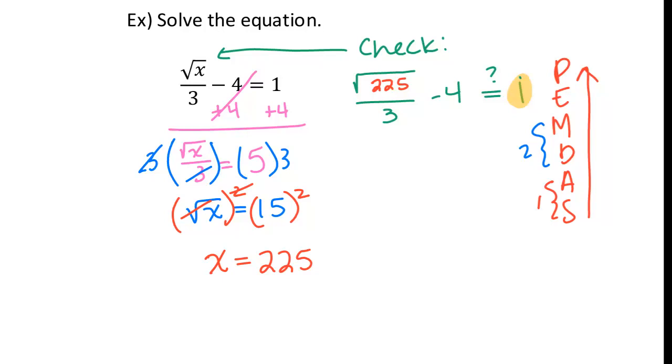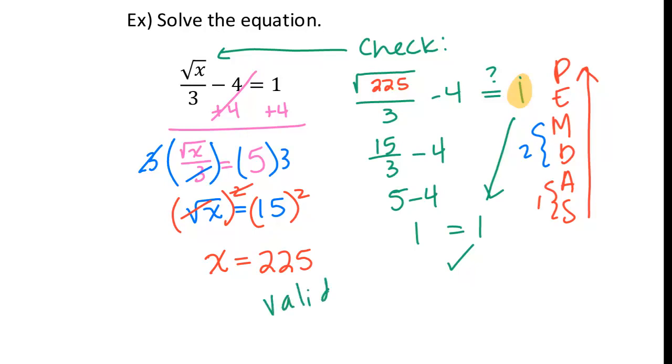So what is the square root of 225? 15. If you don't know, you basically kind of work backwards. So 225, you squared 15 to get 225. So square root of it would be 15. So 15 over 3 minus 4. What's 15 divided by 3? 5. And 5 minus 4 gives us 1. So did it equal 1? Yes. So that means 225 is a valid solution. So my final answer is x equals 225.